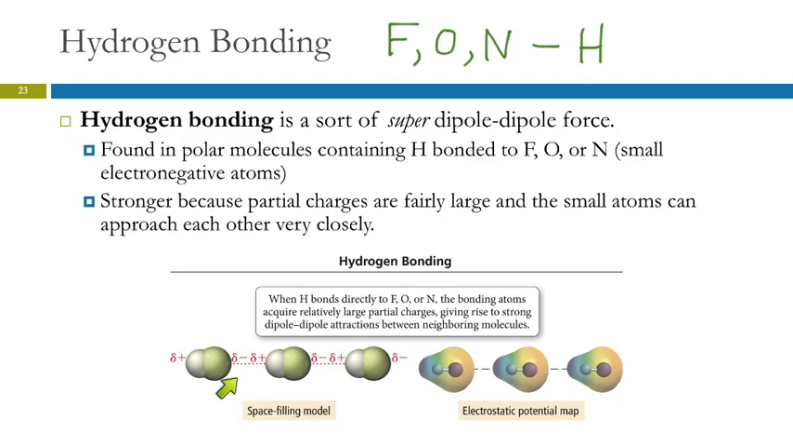So we look at this. This might be something like HF, where we've got a hydrogen and a fluorine. So the hydrogen end is positive, the fluorine end is negative, and so we have this force of attraction between adjacent molecules. It's not the bond between hydrogen and this other atom. The covalent bond is not the hydrogen bond. The hydrogen bond is the extra strong dipole-dipole force present in these molecules.